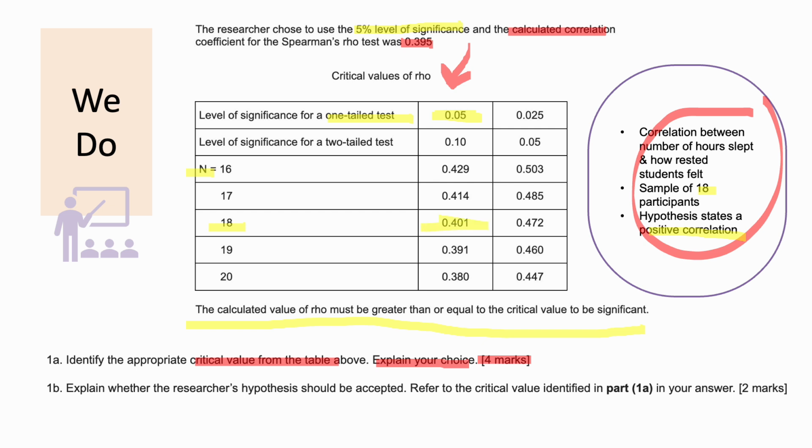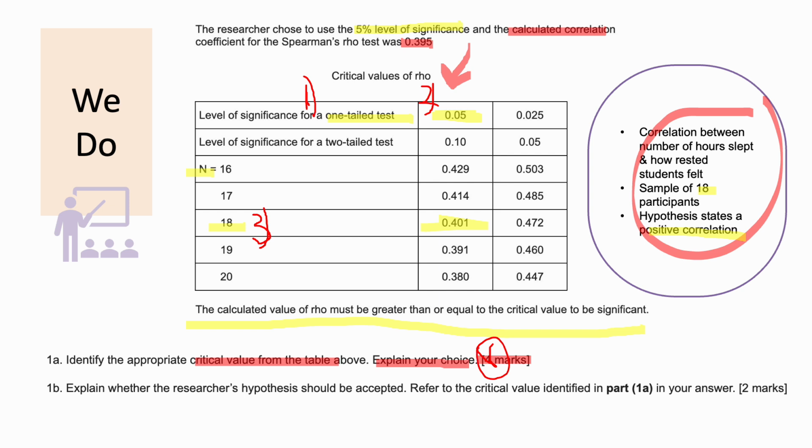So 0.401 gets you 1 mark for identifying it, and then stating this is because it was a one-tailed test at a 0.05 level for 18 participants. Obviously, you would highlight this in the exam paper, but you need to state it in your answer to get those 4 marks.